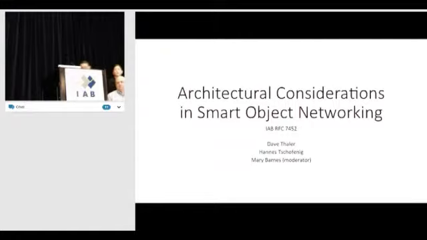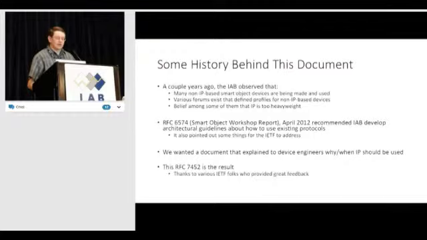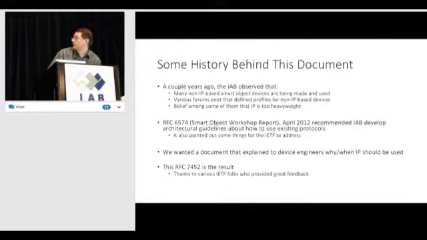Okay, so a few years ago, the IAB observed that there were a number of smart objects being deployed and developed that did not have IP in them. And so we said, what should we do about this? So we organized this workshop a couple years ago that resulted in the RFC that's on the screen there. That RFC made a couple of recommendations. One of those recommendations was specifically for the IAB: that the IAB develop architectural guidelines about how to use existing protocols, okay?